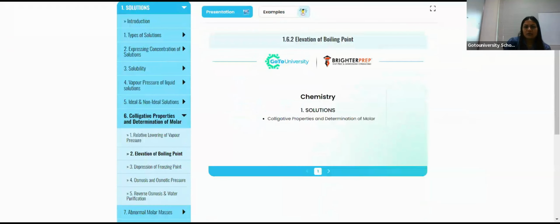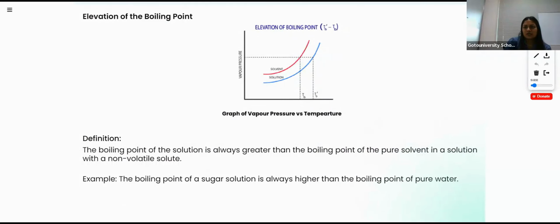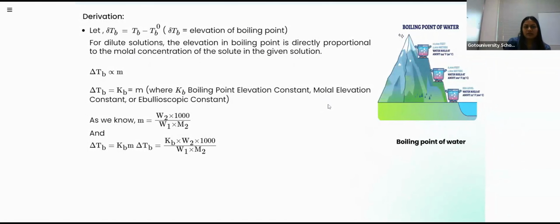Then we have discussed the second colligative property, elevation in boiling point, and how the elevation in boiling point takes place. We have understood it with the beautiful graph here, which shows the curve for solvent and solution as well. We have done the derivation of boiling point. For boiling point and freezing point, the formula derivation is quite similar.